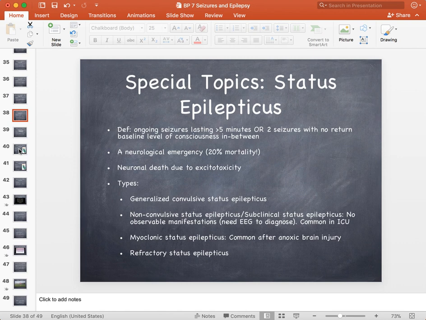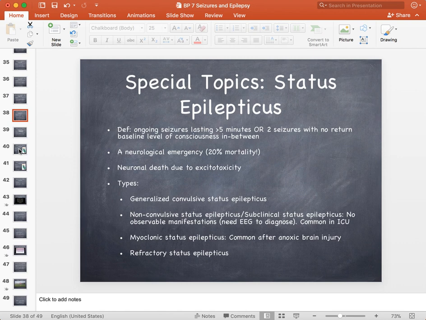There's non-convulsive status epilepticus, or subclinical status epilepticus. Here you often have essentially no observable manifestations, or maybe something very subtle like just a little bit of eyelid flutter. You essentially need an EEG to diagnose. As we've learned in the last couple of years, it is a much more common problem than we realized in the ICU setting. So the patient who's not waking up in the ICU, for example. Exactly.